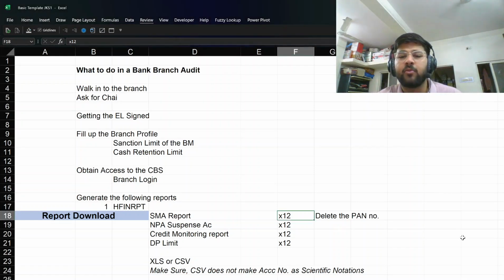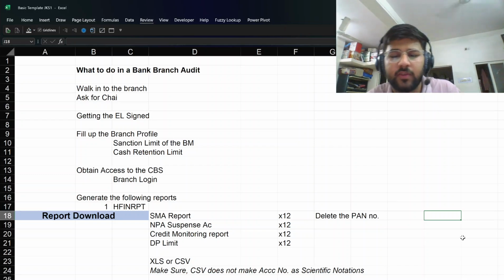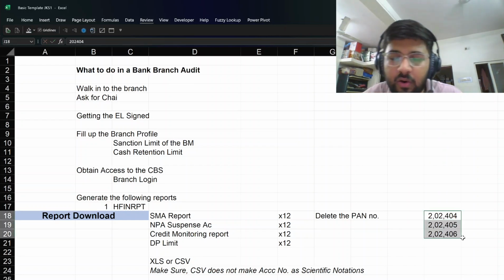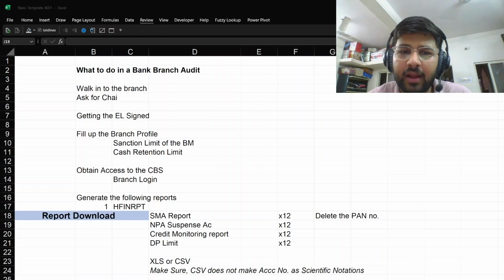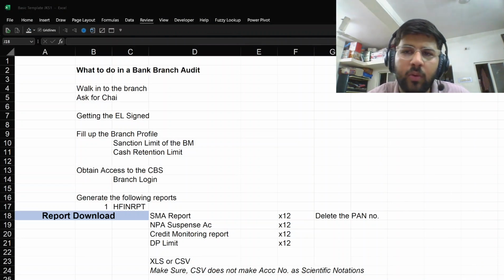First is the SMA report. For every month end, you would generate a report of SMA and download it. You would name it as follows, just like 202404, 202405, 202406, so that they are ordered in the correct manner. And then you would download the NPA suspense account record. You would download the credit monitoring report, and you would download DP limit reports as well for all 12 months.